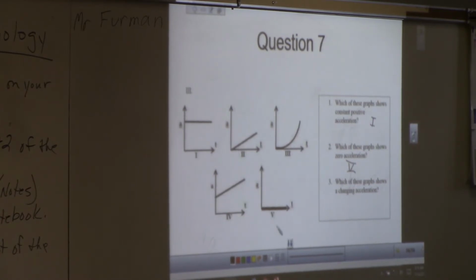Which of these graphs show a changing acceleration? 2, 3, and 4. You know, the acceleration changes from here to here, from 0 to something. That would actually have a jerk, meters per second cubed, the rate of change of acceleration. So 2, 3, and 4.